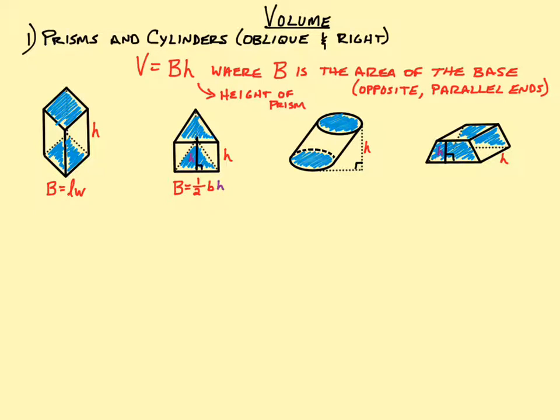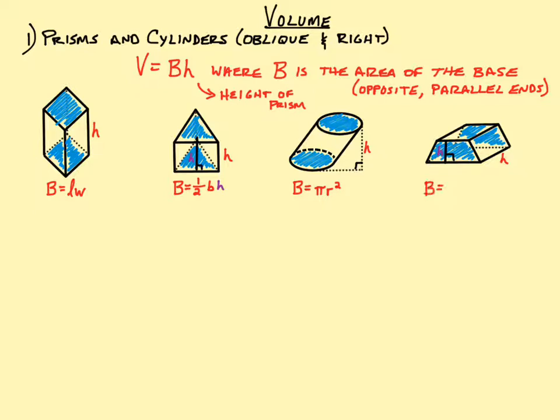So make sure that you don't get that height confused with the red height here, which is the height of the prism. The purple h here is the height of the base. Okay, for the oblique cylinder, our base is a circle, so that's going to be pi r squared. I know it looks kind of elliptical here, but these are generally circles if it's a cylinder.